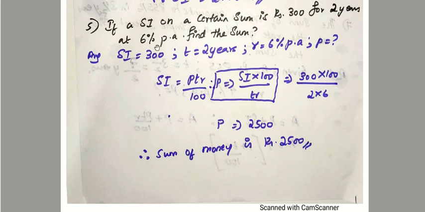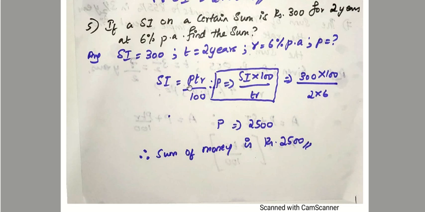So the next question is, if the simple interest on a certain sum is rupees 300 for 2 years at 6% per annum, find the sum. They have given the simple interest, the number of years and the rate of interest, but they are telling us to find on what amount this 300 rupees is charged as simple interest. So we are supposed to find out the principal amount. Simple interest is equal to 300, time is equal to 2 years, rate of interest is equal to 6% per annum, principal is unknown.